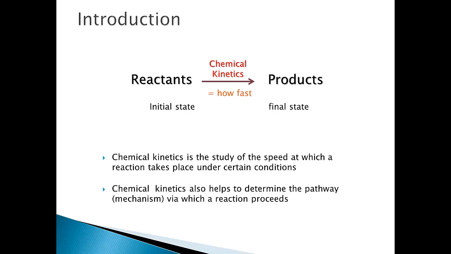There are many different ways of monitoring a reaction. It's particularly easy to monitor a reaction where the product is coloured or has a UV or visible light absorbance that we can then use to monitor the production of our products. But there are many different ways that we can measure this. The point is that chemical kinetics is concerned with how fast a reaction proceeds. It's that simple.